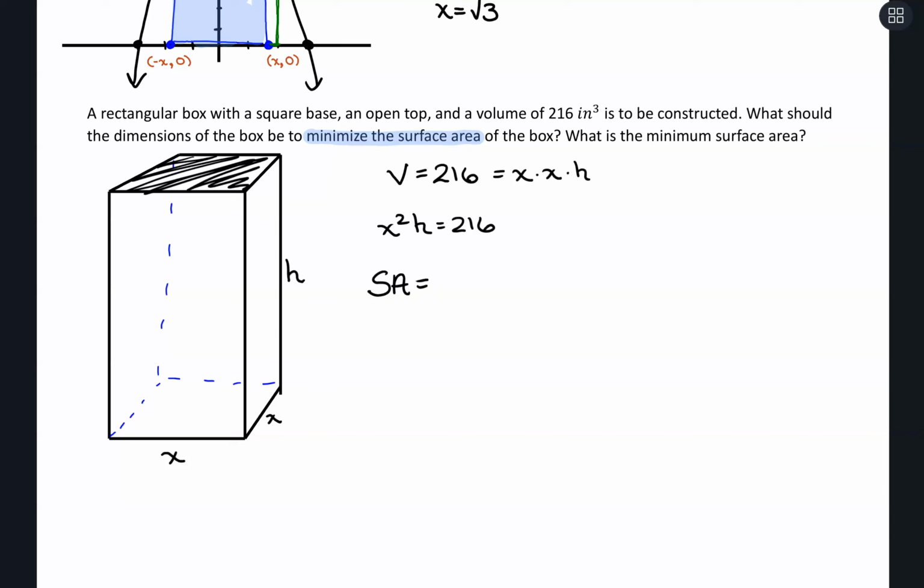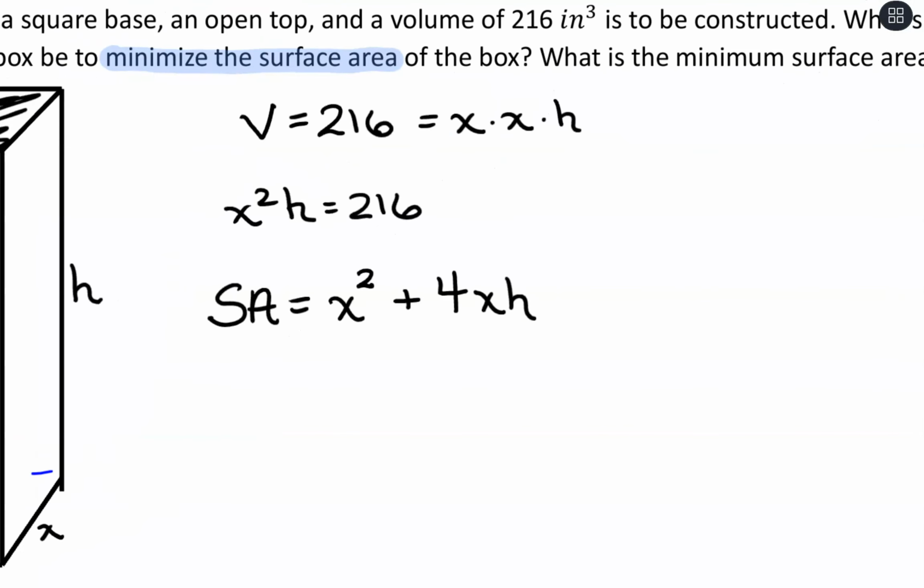And for surface area, we'll have the area of this square base plus 4 of these rectangles that line the sides of the box. So we'll have one of the bases, x times x, plus 4 of those larger rectangles, which will be x times h. Now, we have too many variables here, kind of like we had in our very first example in this section. So what I need to do is take x squared times h equals 216, and adjust that so that I can express h in terms of x. So h is 216 divided by x squared.